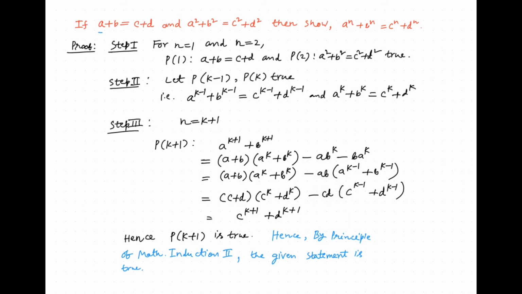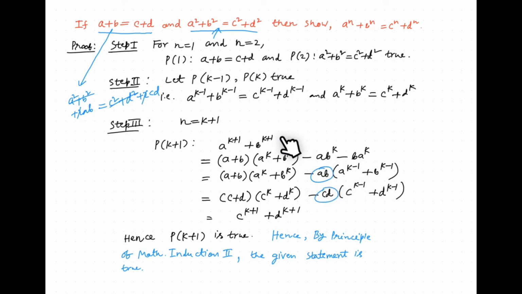we have a plus b equals c plus d and a square plus b square equals c square plus d square. As a plus b equals c plus d, while squaring we will get a square plus b square plus 2ab is equal to c square plus d square plus 2cd. Now as a square plus b square equals c square plus d square, this term and this term will cancel out, so 2ab equals 2cd, therefore ab will be cd. So we can replace ab by cd, right?